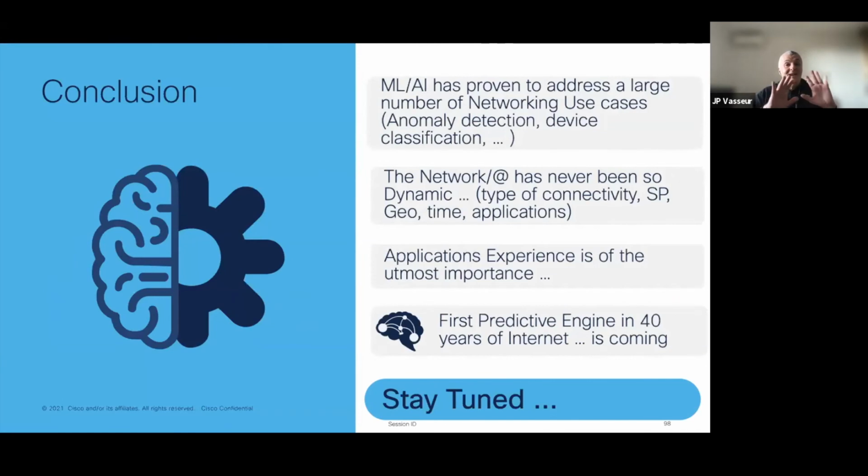So really my last conclusion was, I believe that ML is proven to address a broad range of use cases. We talked a little bit about security, wireless networks, classification of devices, and the predictive internet. As a matter of fact, the network and the internet have never been so dynamic because of the type of connectivity, because of a number of service providers and the geo and all these things. Application experience is getting really the top of mind issue for every single IT company.